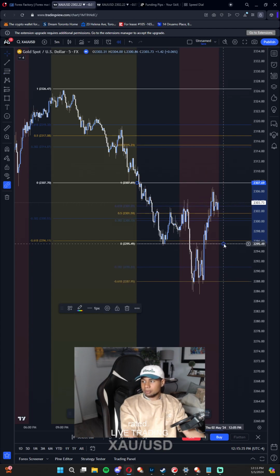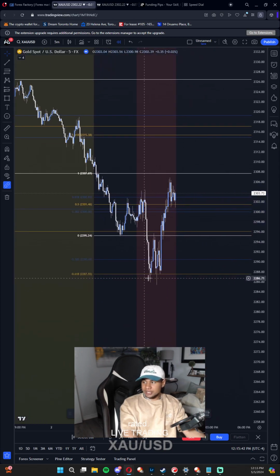When I mark that up, I know there's two lines, but you can see which ones these are. When I mark that up, you guys can see this became the liquidity zone. This negative 0.618 became the liquidity zone. You can also buy from this zone here.